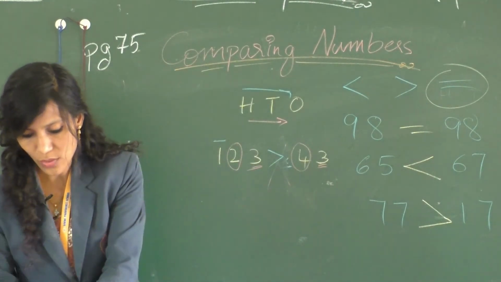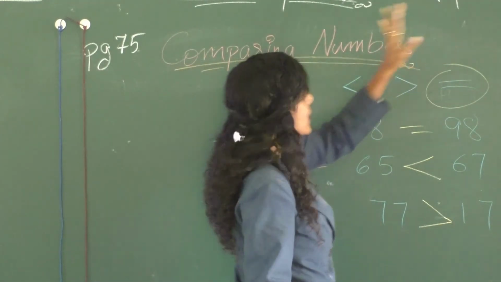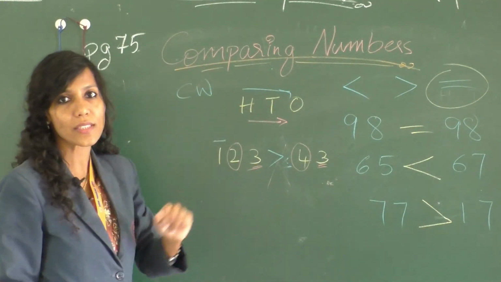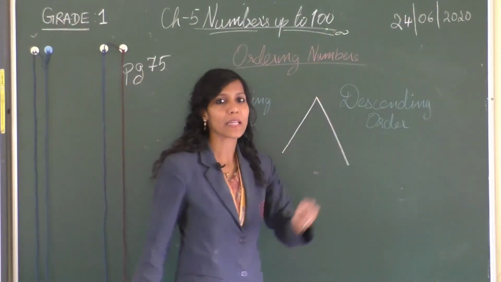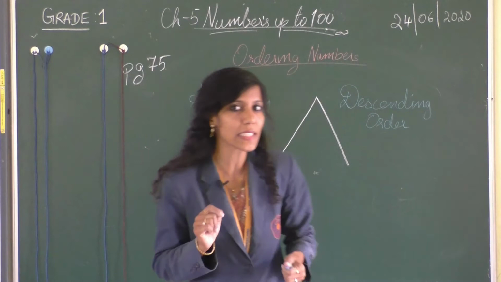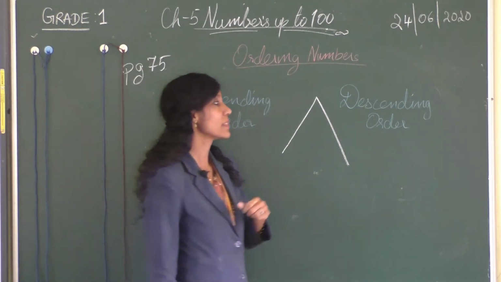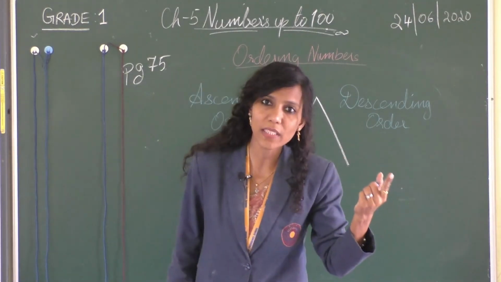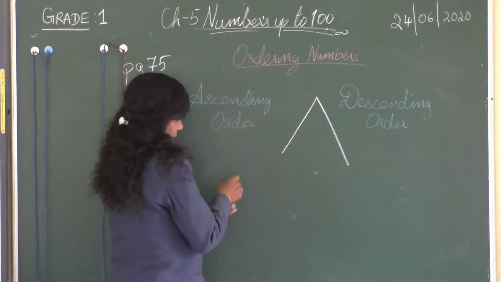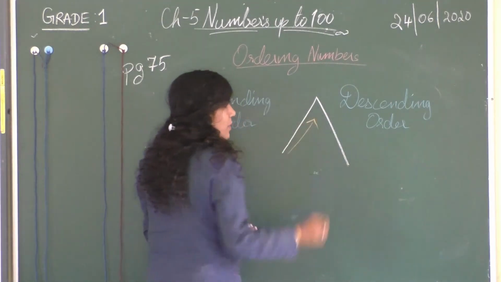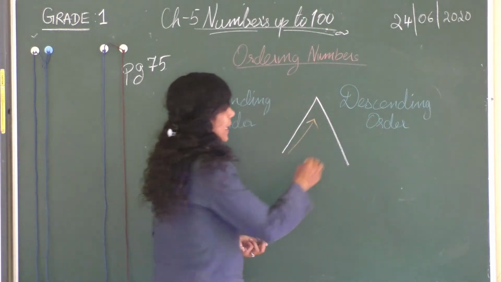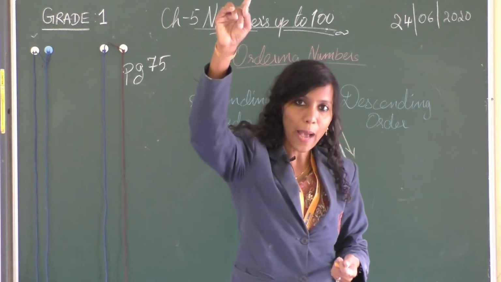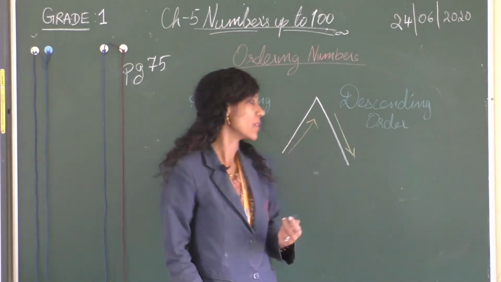So this will be your classwork where you have to write the date 2306 CW and do the sums. Ordering numbers. Ordering numbers, we have two types. One is ascending order, second is descending order. Like we learnt in our first chapter, ascending order is going up the mountain, descending order is getting down from the mountain. Ascending order is climbing up, descending order is coming down.